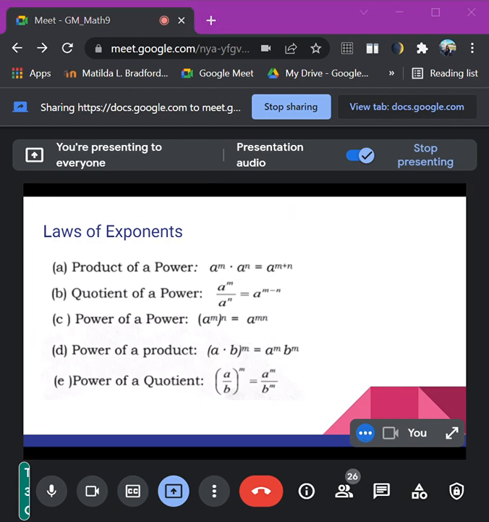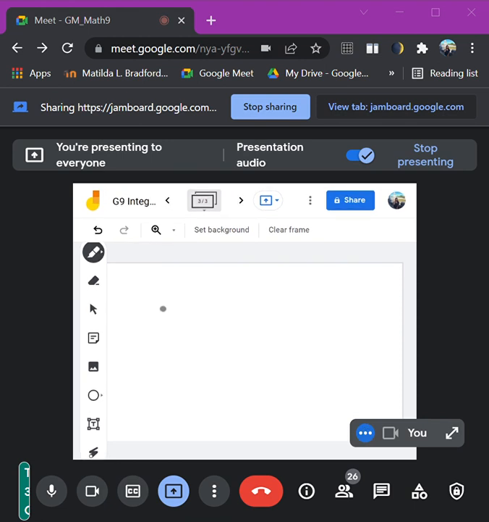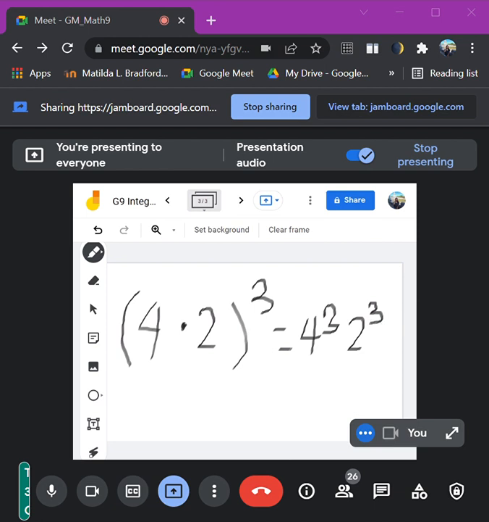Let's say, for example, 4 times 2, raised to 3. You just distribute it, so you have 4 raised to 3, and then 2 raised to 3. Okay, so that is our fourth law of exponents.